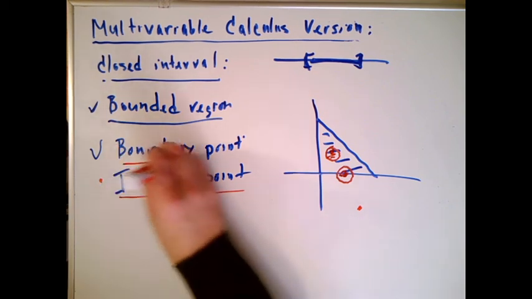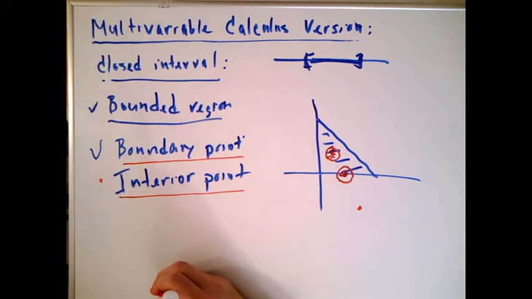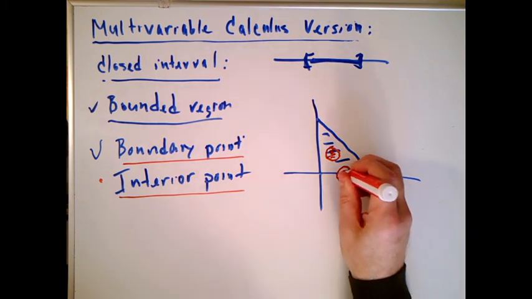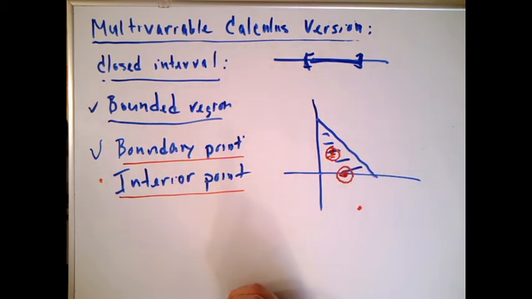What's a boundary point? Well, a boundary point is a point where every circle that you draw around the point hits the region and hits points not in the region. For example, this one right here. No matter what circle I draw around it, no matter how small, every circle is going to hit the region, and every circle is going to hit points that are not in the region.